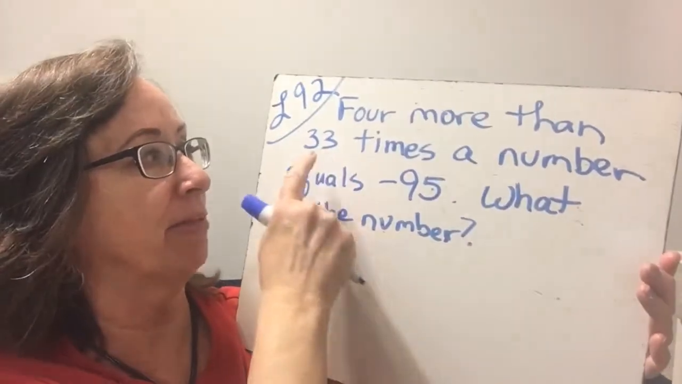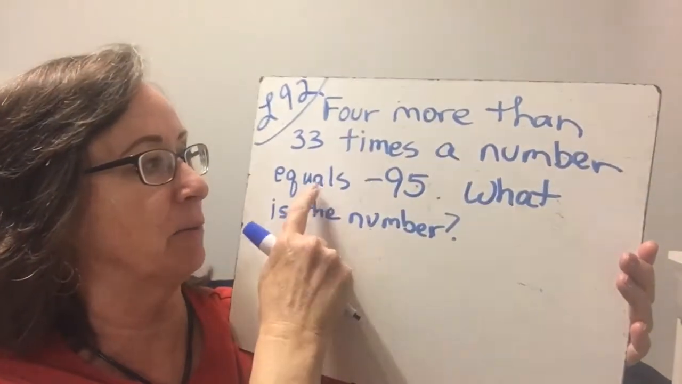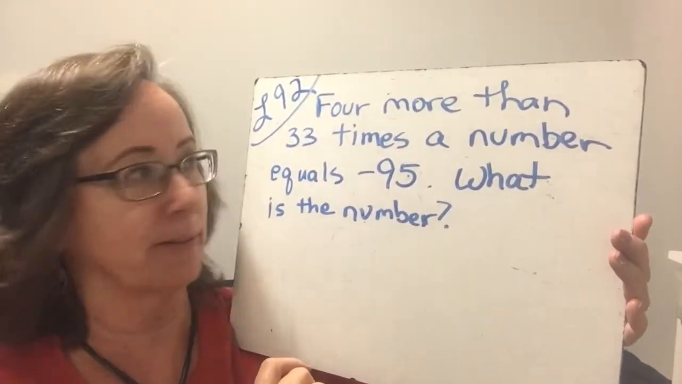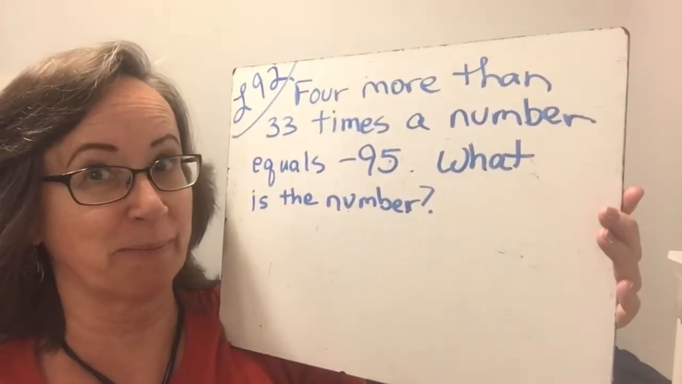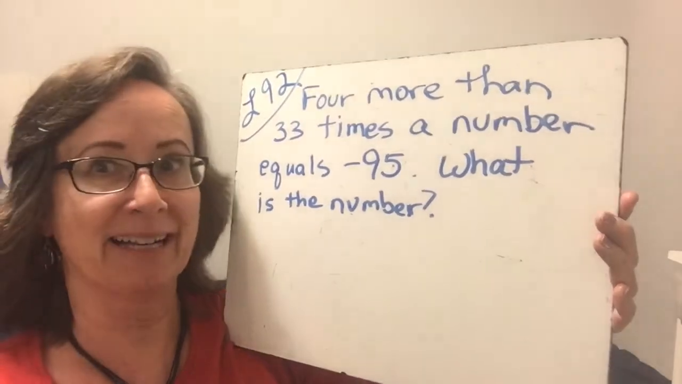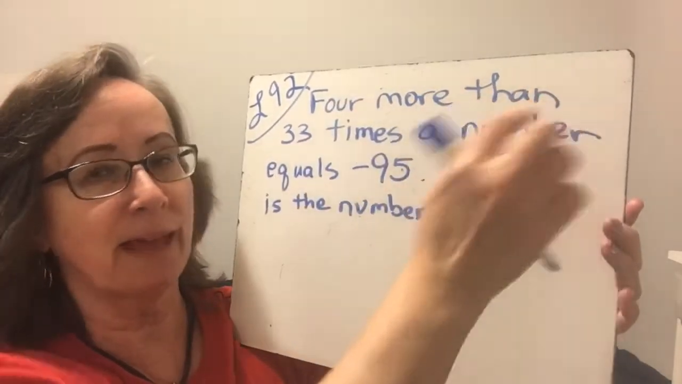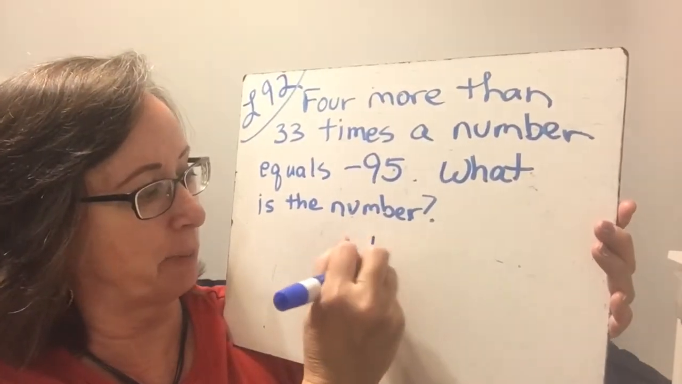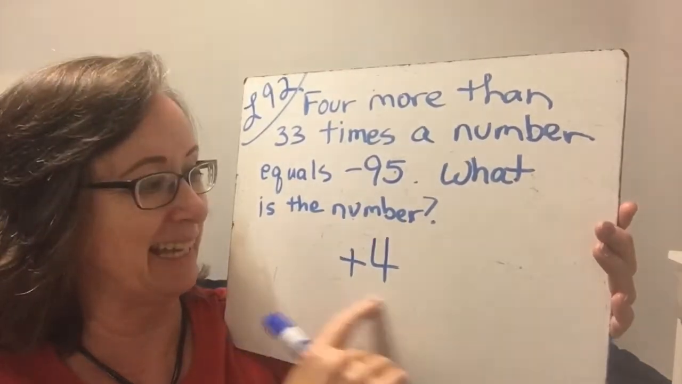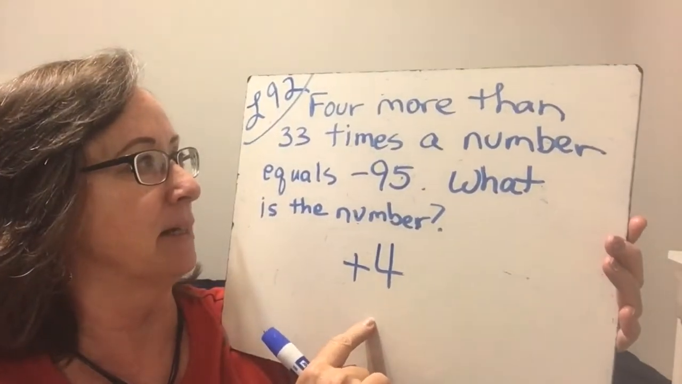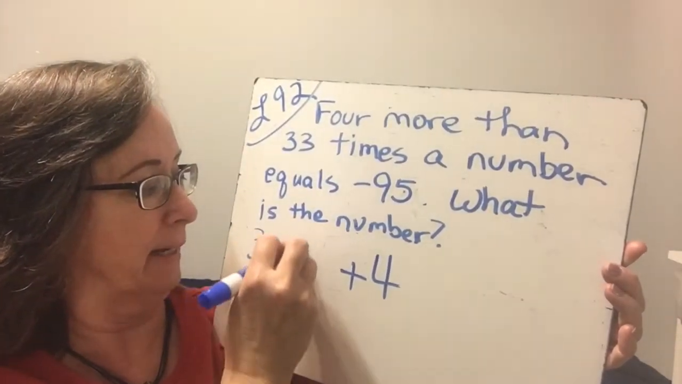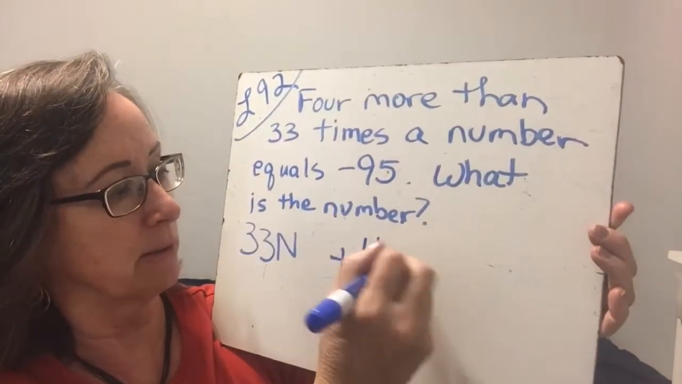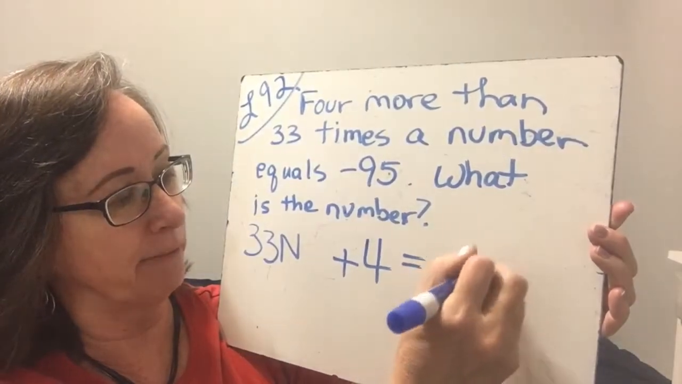Okay, in example 3, we have a negative number. 4 more than 33 times a number equals negative 95. It's sounding like my number's going to be negative 2, doesn't it? All right, let's check. So 4 more than means I'm going to put a plus 4 at the end of my little statement. 33 times a number would be 33n, and then equals negative 95.